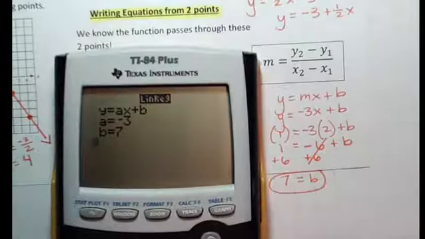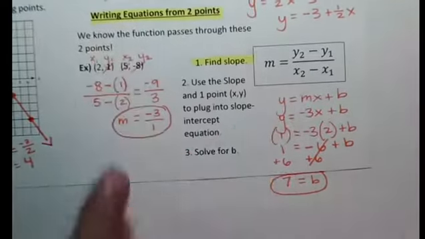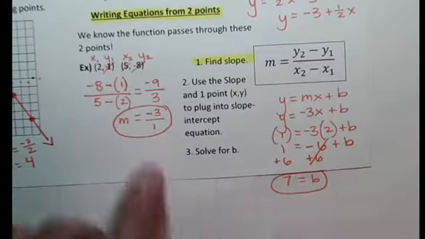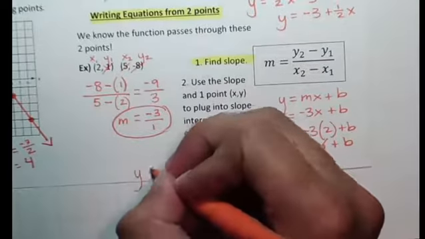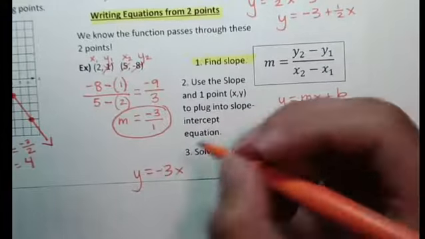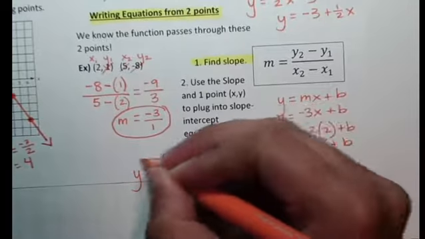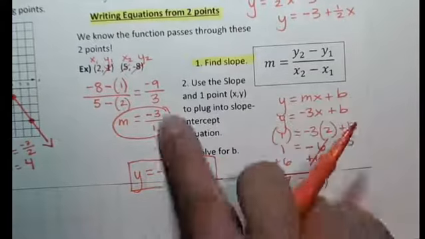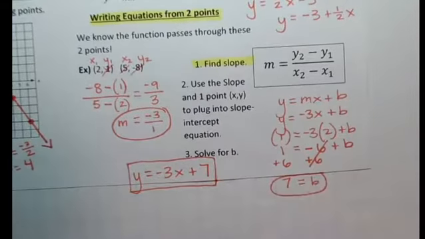And if I actually plug this back in, so again, we want to write the equation. Once I have these two, I'm going to write the equation. I get y is equal to -3x plus 7. That would be my answer because I'm putting my slope in with the y-intercept.